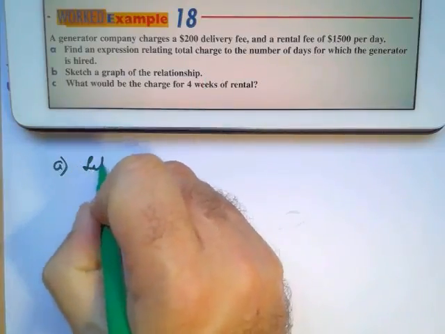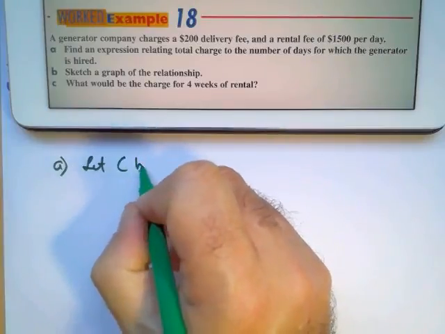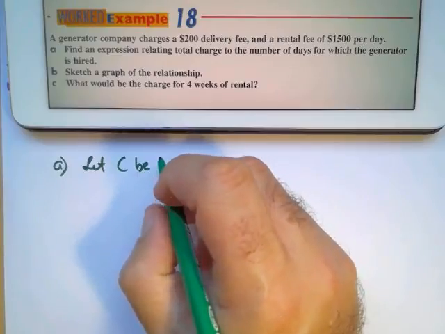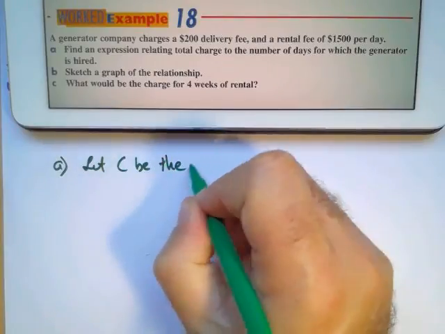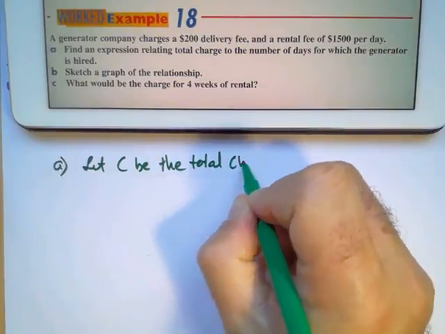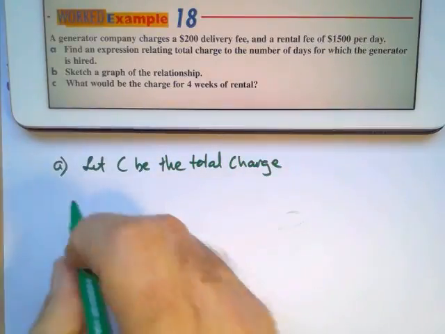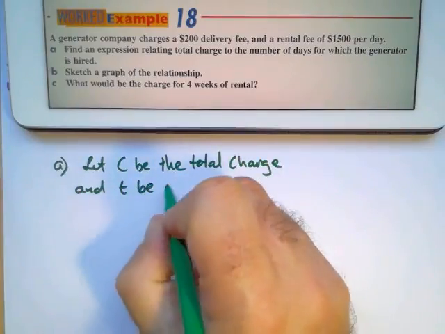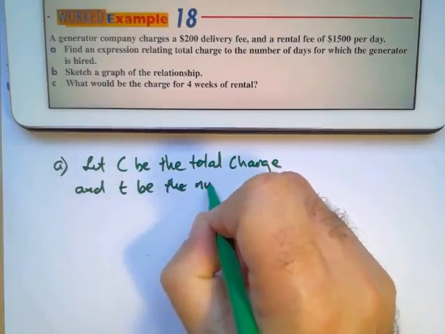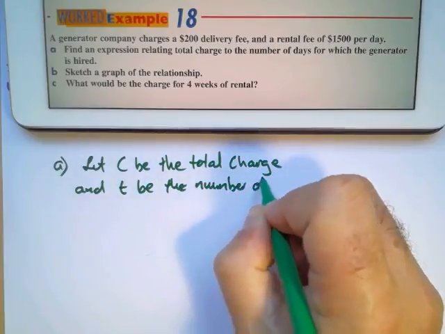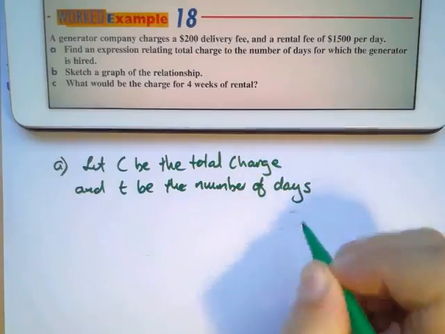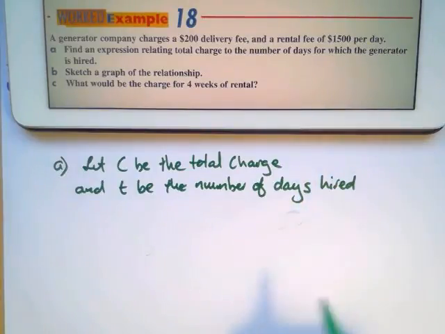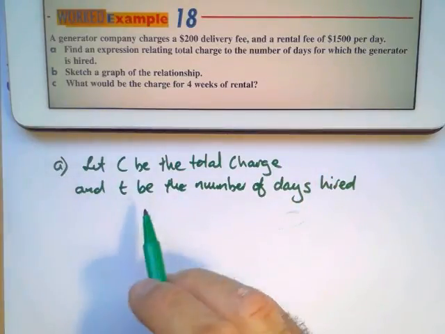So I'm going to say let C be the total charge, and T be the number of days hired. So I have C and T. Now I want to find a relationship.